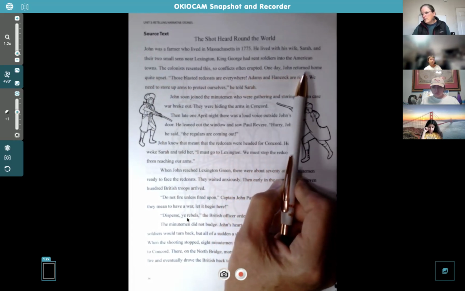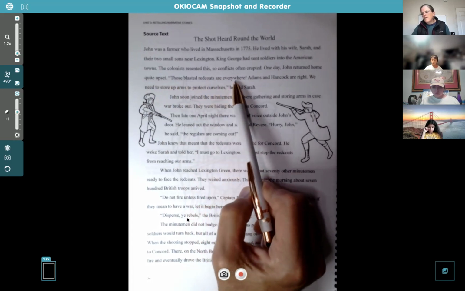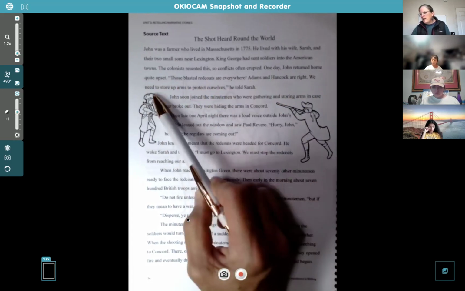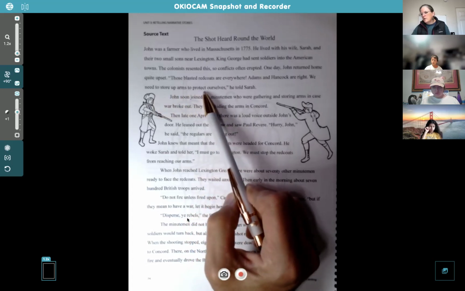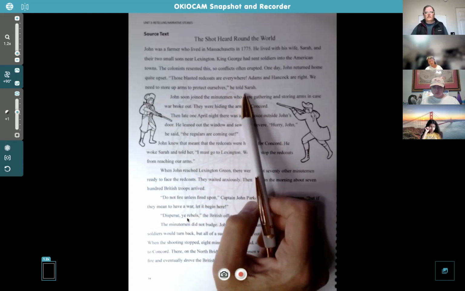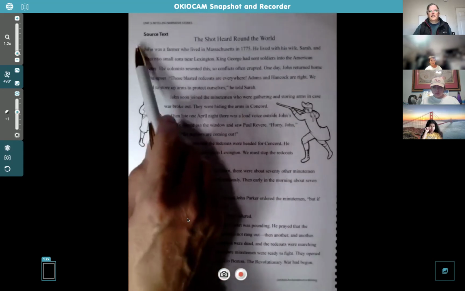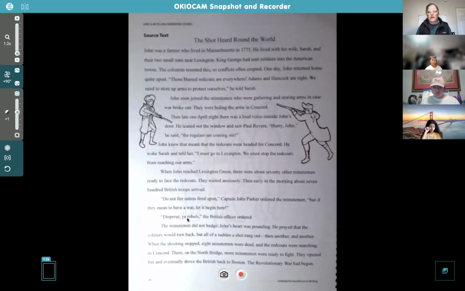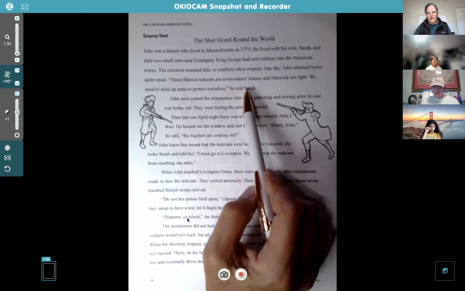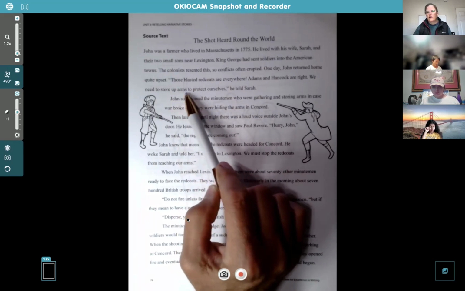One day, John returned home quite upset. "Those blasted redcoats are everywhere. Adams and Hancock are right. We need to store up arms to protect ourselves," he told Sarah. Sarah is also a made-up character. And they're pretending like these two characters are living in that time and are part of the colonists at the time. And do you guys know what arms means right here?